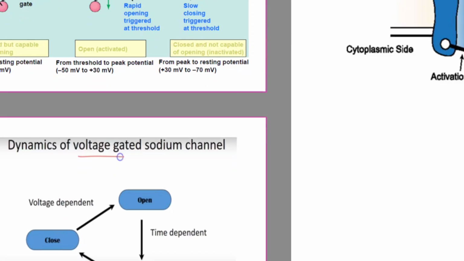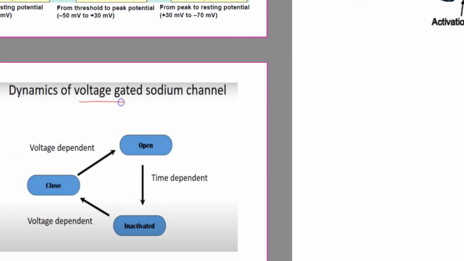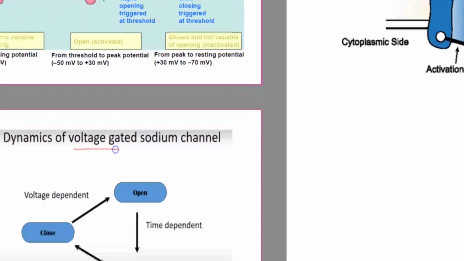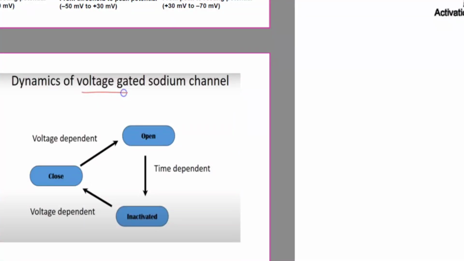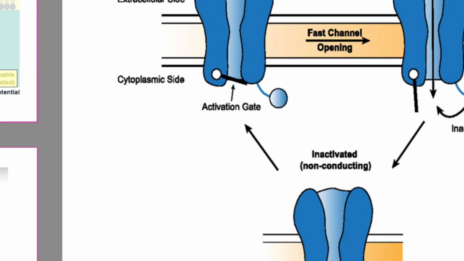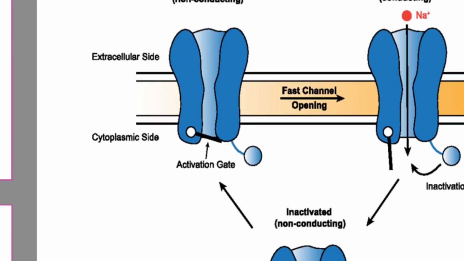After that there will be time dependent closure of the inactivation gate. In this picture we can see another gate. It will close the pore. So although the activation gate is open, no more sodium will enter through this channel. That state of the channel is known as the inactivated state. After the inactivated state, closure of the activation gate will be there and it will move to the closed state.